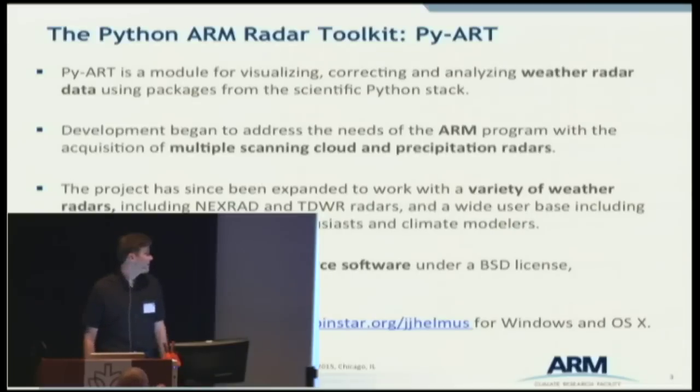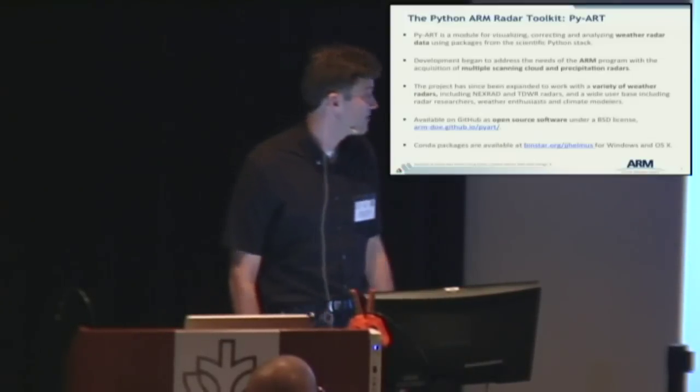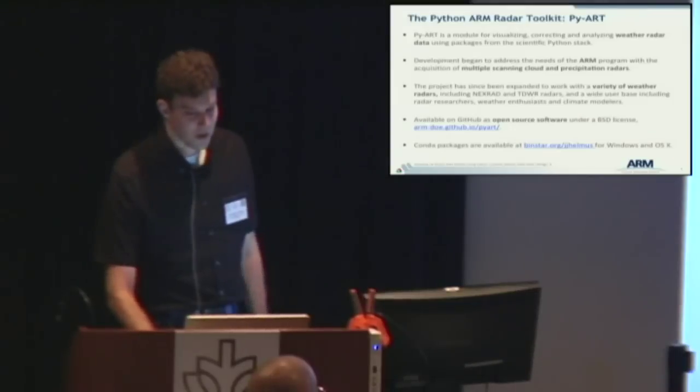It works with a variety of weather radars. For weather geeks, we can now read in and analyze NextRad, which is the network that's all over the United States. Probably if you see these big radar mosaics, and you see storms moving all over, that's probably a NextRad product. We also expanded our user base to include radar researchers, weather enthusiasts, and climate modelers. All the code is available on GitHub. It's open source under a BSD license. You can go check it out. You do have to compile this. If you don't like working with compilers and you happen to be using Anaconda or Conda, there are Conda packages available on Binstar.